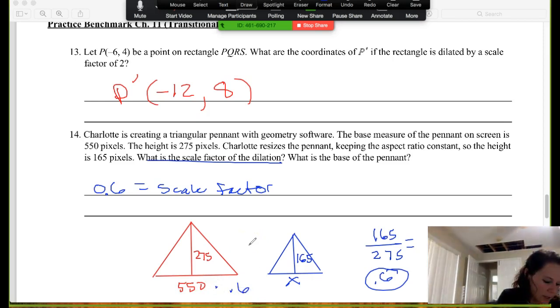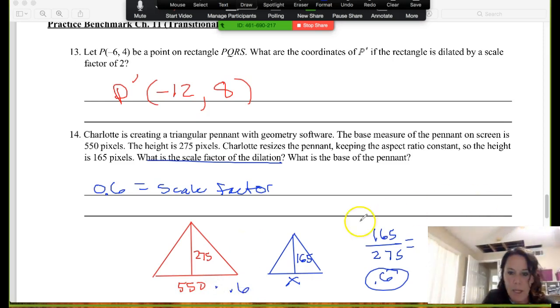To get from here to here, I just multiply by 0.6. So we'll go 550 times 0.6, and you're going to get 330. So what is the base of the pennant? 330 pixels.